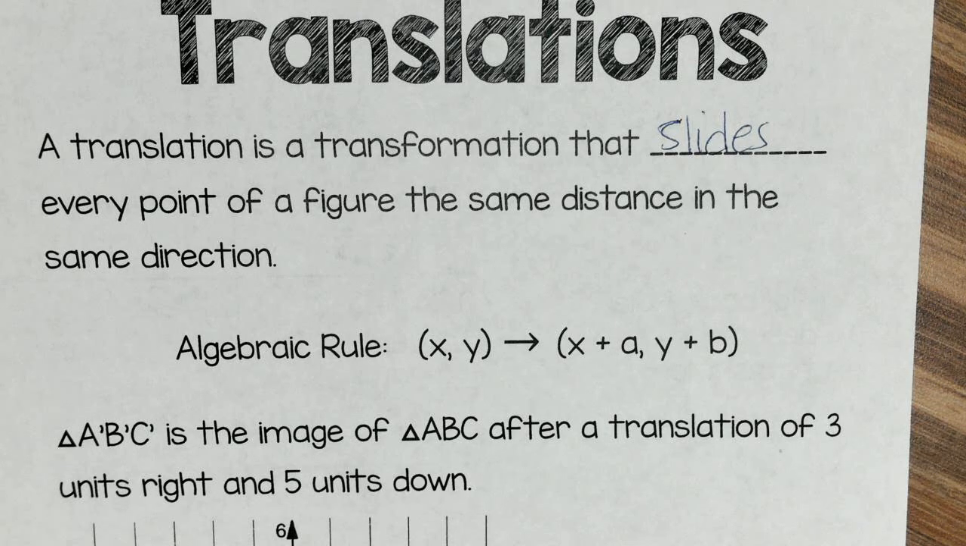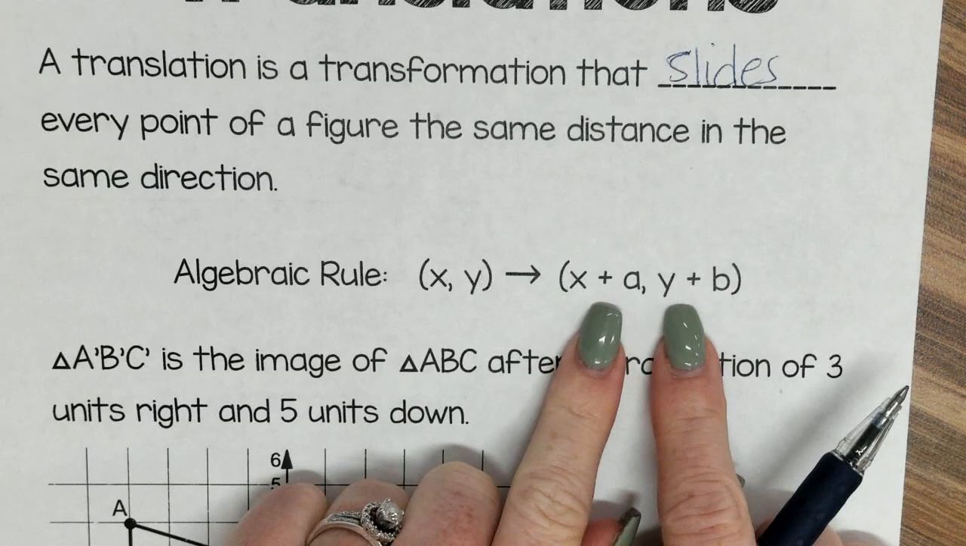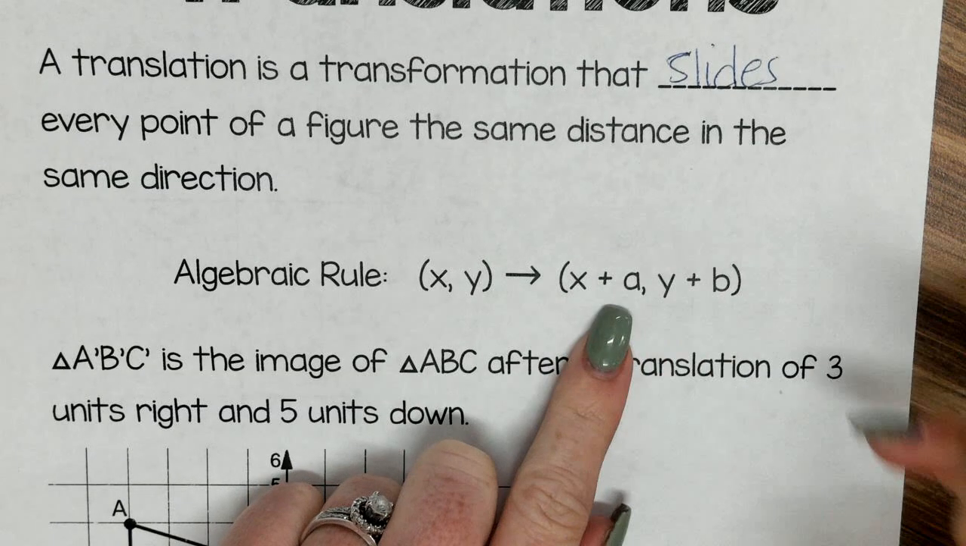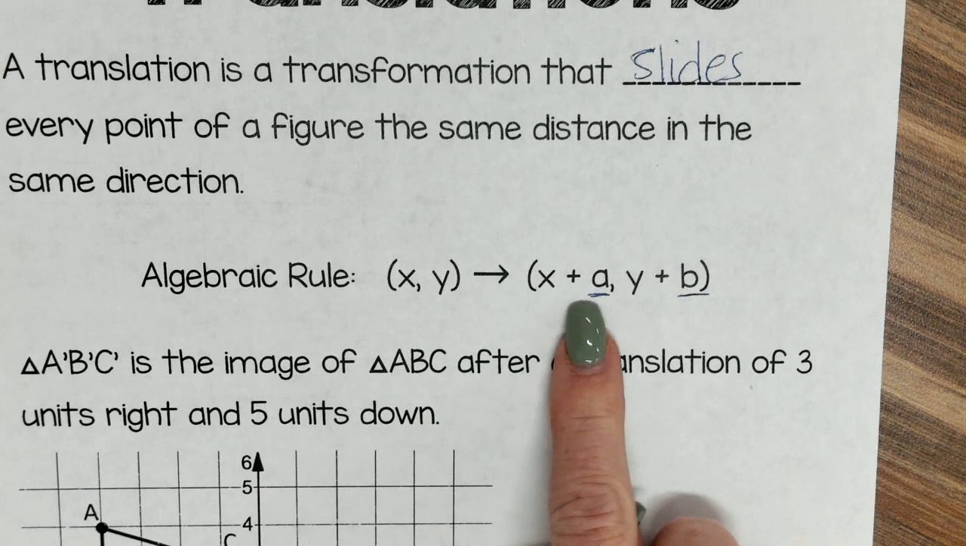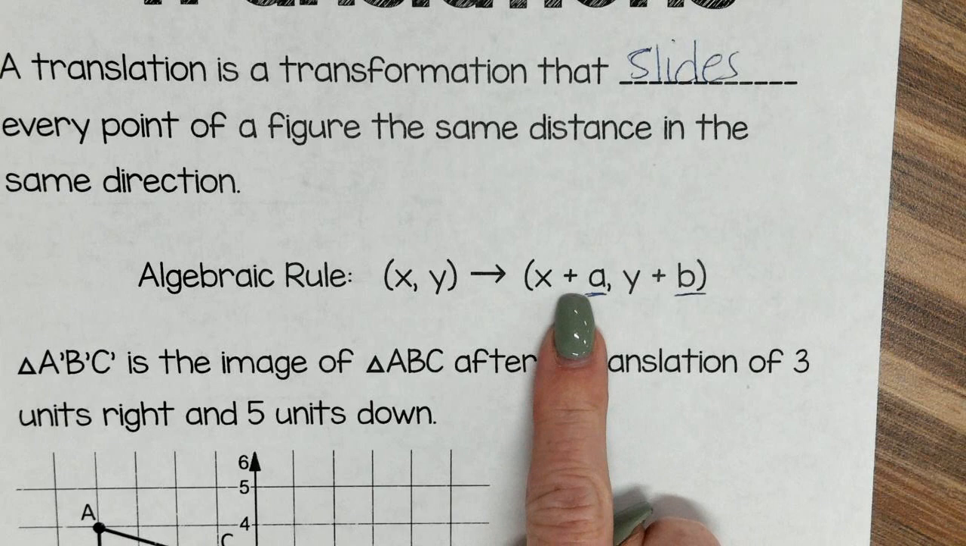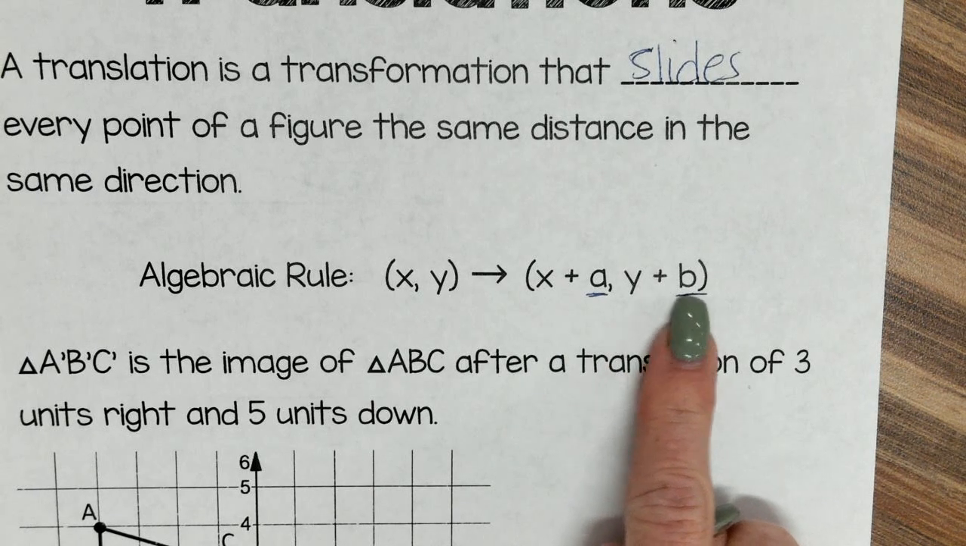The rule is what we learned how to do yesterday. You have to find the two numbers to fill in for there. This is how much it's moving left or right. This is how much it's moving up or down.